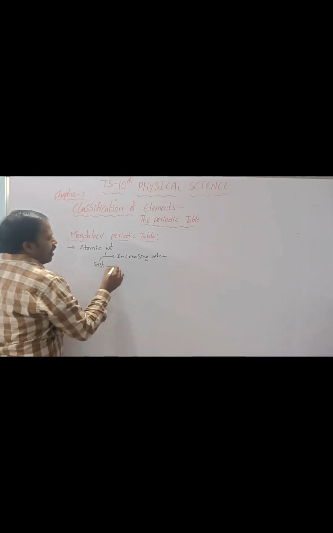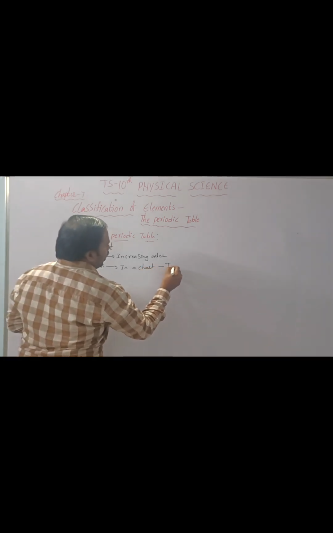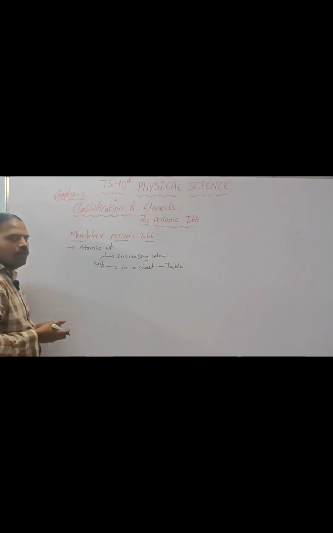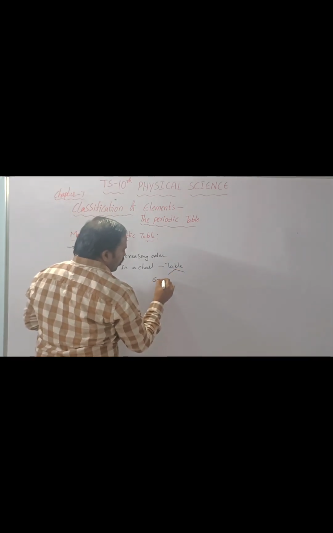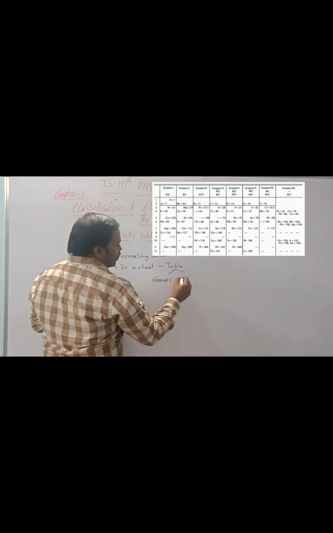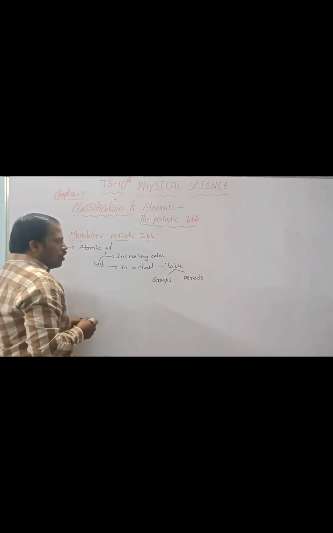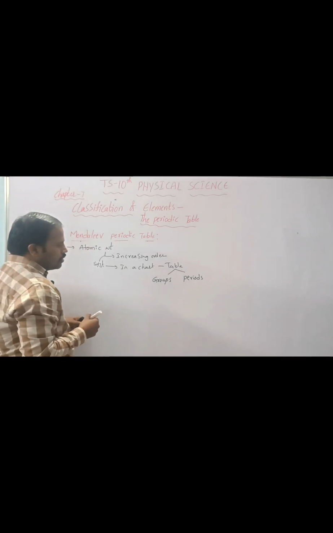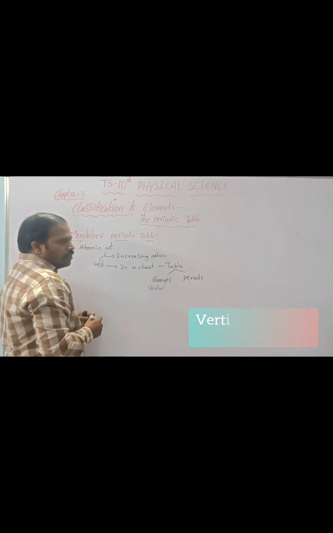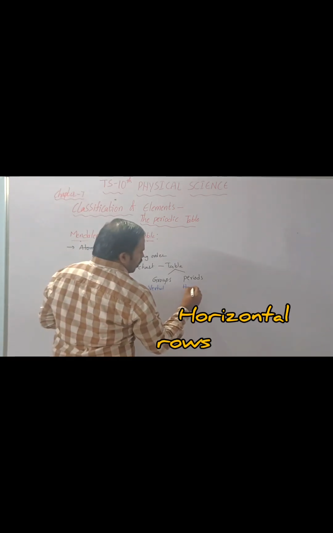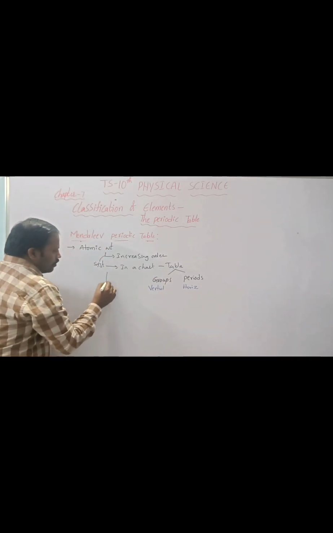He arranged them in a chart, or table. In this table there are groups and periods. Sir, what are groups and what are periods? Vertical columns are called groups. Horizontal rows are called periods. For example, this is a table.